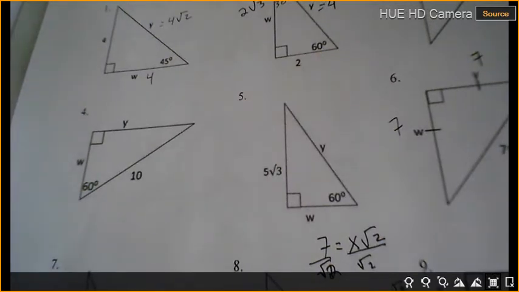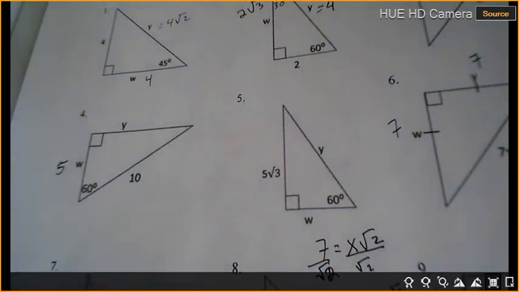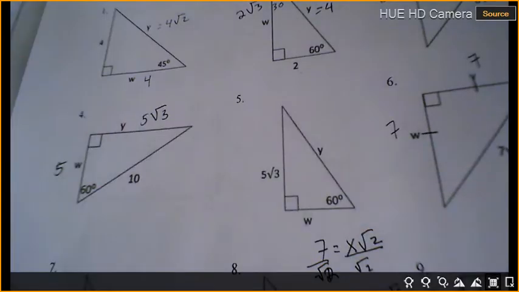I've got the hypotenuse is 10. What would W be? It's the smallest side across from 30 degrees. 5, good, because it's half as big. Now what's Y? 5 square root 3. How we doing? I'm waiting for some questions. We're good? Okay.